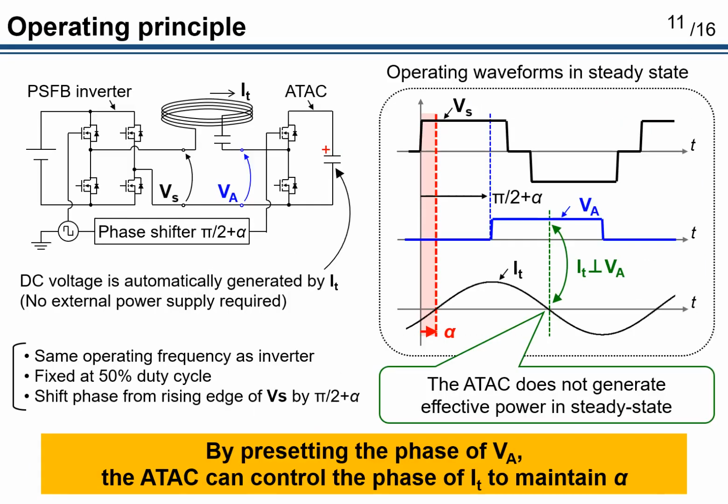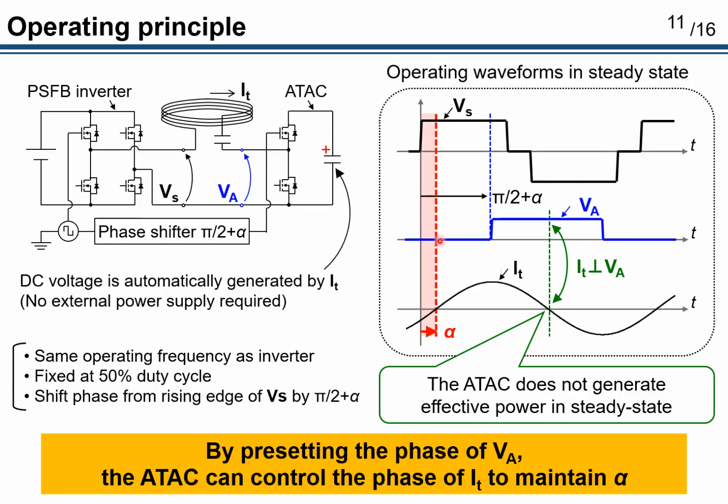Next, I will show the operating principle. These are the configuration of the transmitter with the ATTAC, the output voltage of the inverter, the transmitter current, the output voltage of the ATTAC, and the operating waveforms in steady state. The ATTAC consists of the half-bridge circuit and the smoothing capacitor. The DC voltage is generated automatically at the capacitor because of the charge or discharge by IT, so an external power supply is not required.